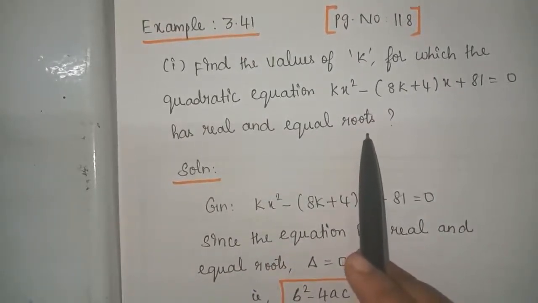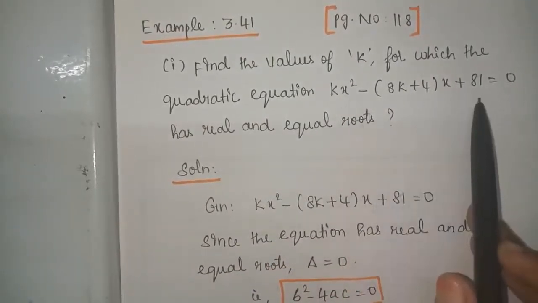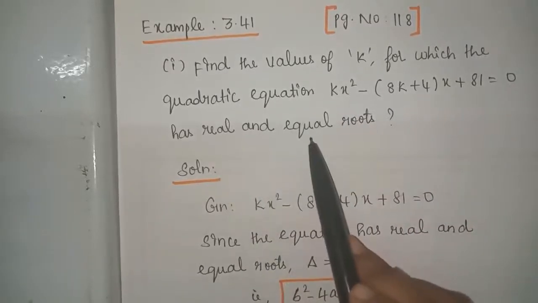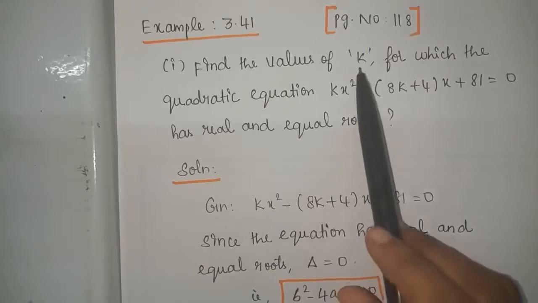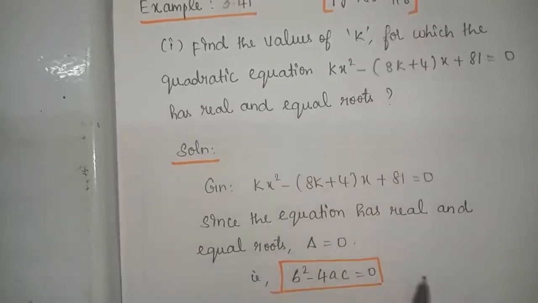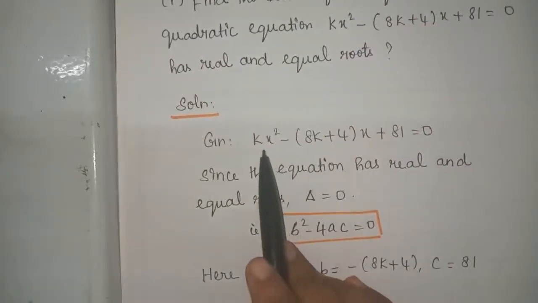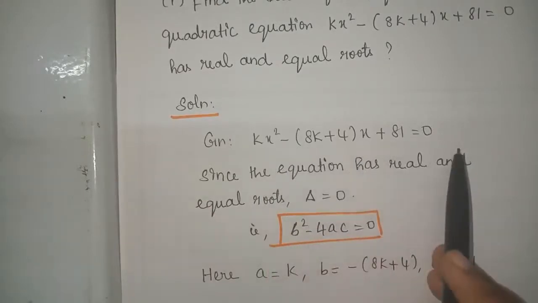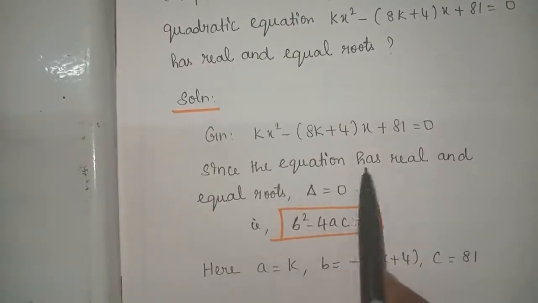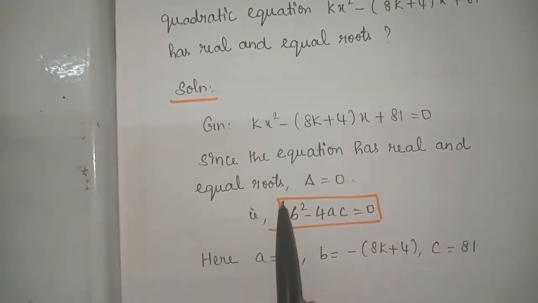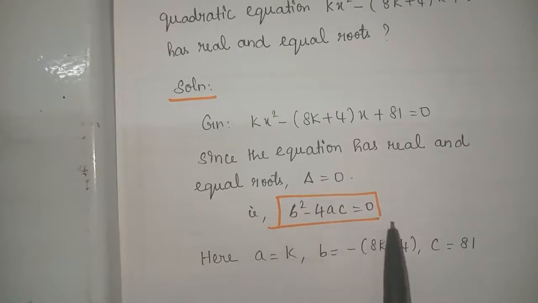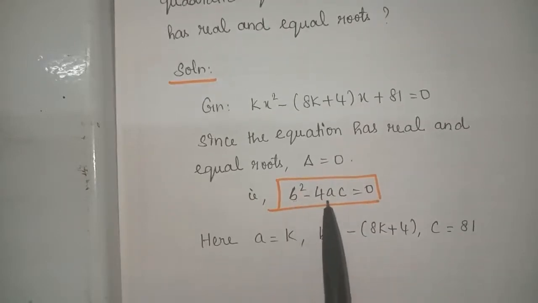So what the question means is, they have given the quadratic equation, and the quadratic equation has real and equal roots. If it is so, you have to find the value of k. So solution: the given equation is kx² − (8k + 4)x + 81 = 0. Since the equation has real and equal roots, delta is equal to 0, that is, the discriminant value will be 0. b² − 4ac = 0.